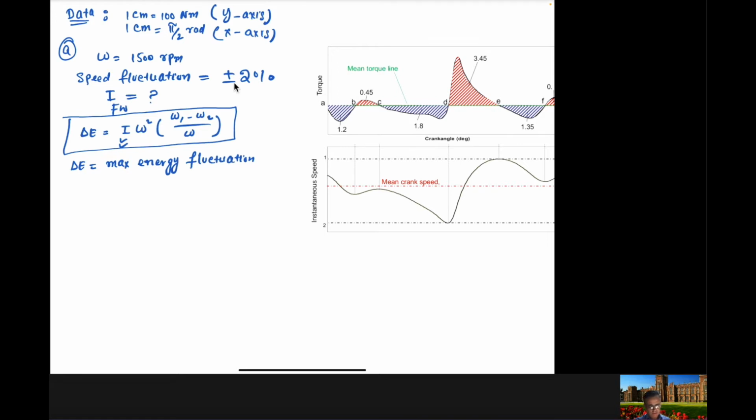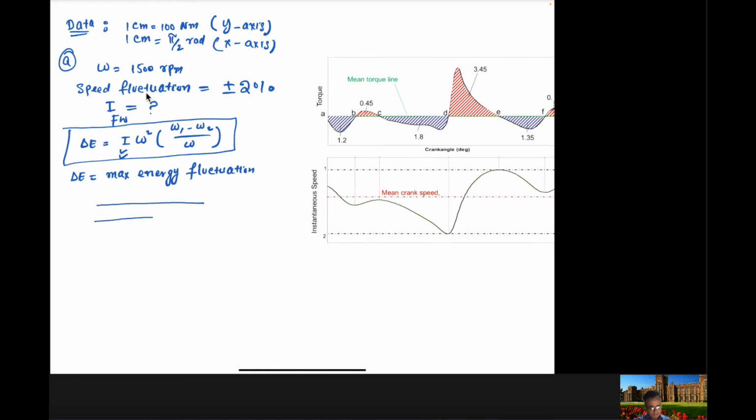Now what do we mean by the speed fluctuation? The speed fluctuation means that if you consider the crankshaft speed, this is the mean value, which is omega. This is omega 1, which is the maximum value, and this is omega 2, which is the minimum value here. So in this specific case, you are given that the speed fluctuation is plus minus 2%. So this means that this is 2%, and this is again 2%.